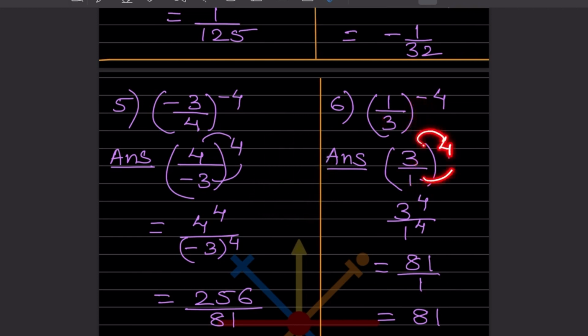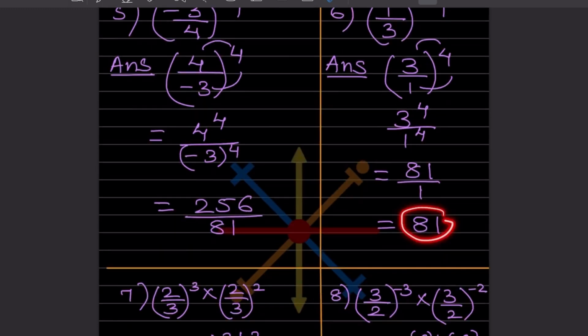Now this you are going to multiply. So 3 raised to 4, and I wrote 1 raised to 4, this is just by understanding. Even if you don't write, that is okay. So anything raised to 1 is going to be 1. So when you multiply this 3 four times, you are going to get 81. So 81 divided by 1, that will be 81.